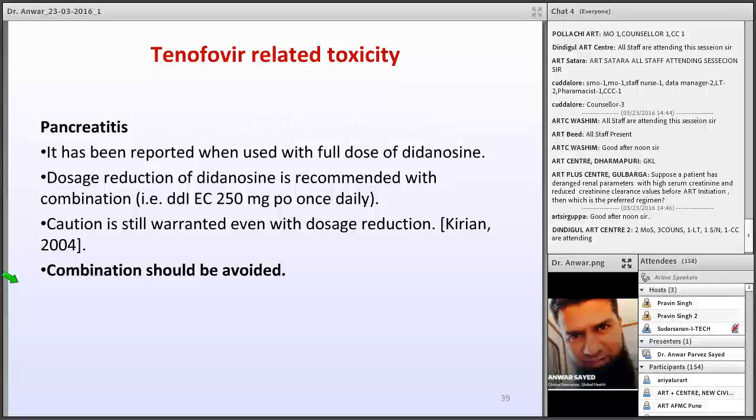Okay. So tenofovir-related pancreatitis can happen. It has been reported when used with a full dose of didanosine. Obviously, we don't use this combination, and wherever it is available, it should definitely be avoided because it is really toxic. Dose reduction is recommended in the combination, but again, it should not be used.